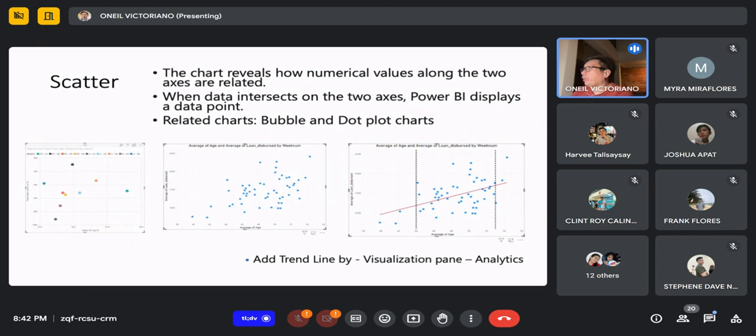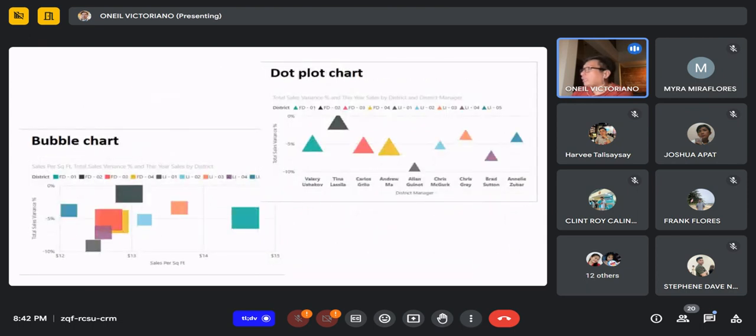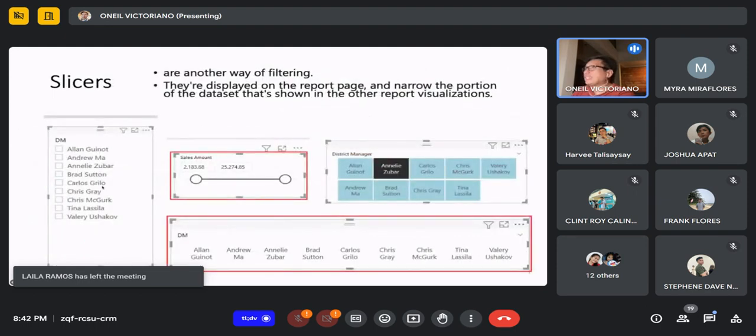There are variations of scatter. We have bubble chart, which is points but with a particular area, and dot plot charts. So slicer is used for filtering. In this case, there's a lot of filtering like buttons, check marks, and sliders. So that displays a particular area or particular data of the report.